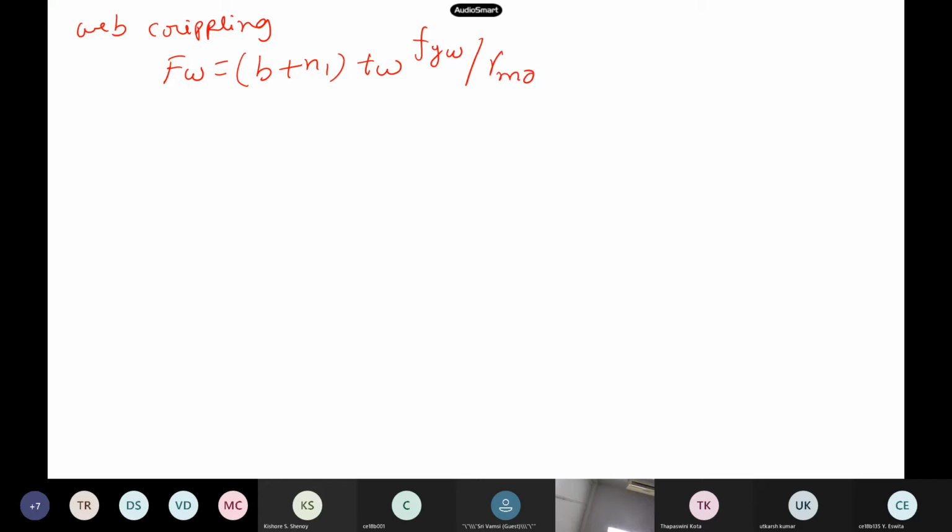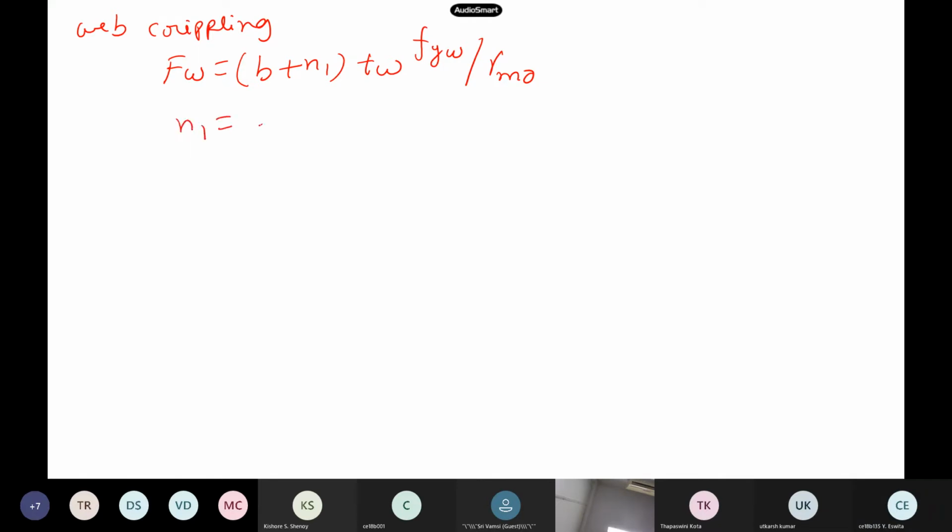Now we have to do the web crippling, basically web crippling or web bearing. Both are the same, same formula, everything same. Only thing is now the 45 degree angles, and now we have to use that 1:2.5. So for the crippling, B plus N1. Where do you have to check, near the load or near the support? Web crippling for this problem will happen near the support, because the load has not been mentioned. If not mentioned, it is generally a UDL kind of thing only, so you have to check near the supports.